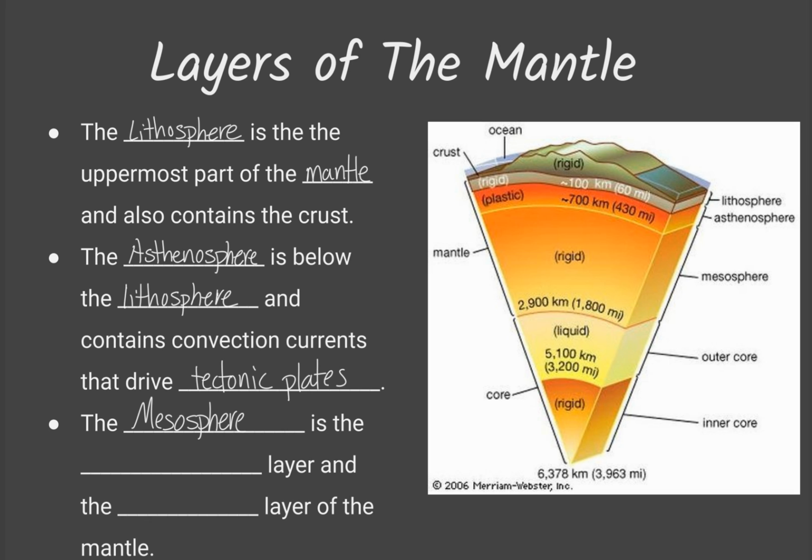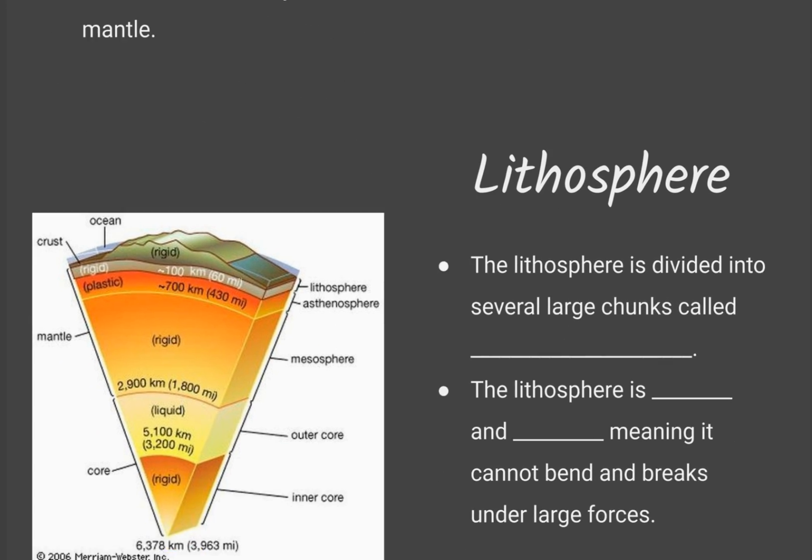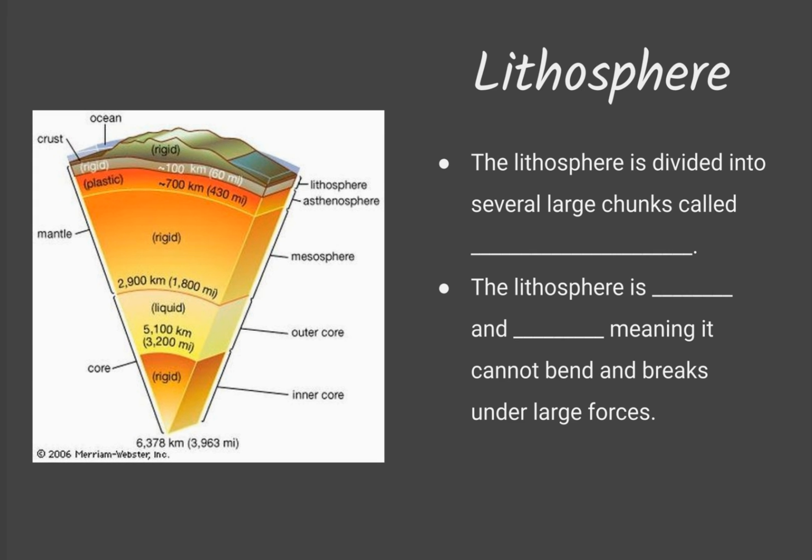And the mesosphere is the deepest layer of the mantle. It's the furthest down, and it is also the thickest layer of the mantle. Let's take a look at those layers in more detail, starting with the lithosphere.